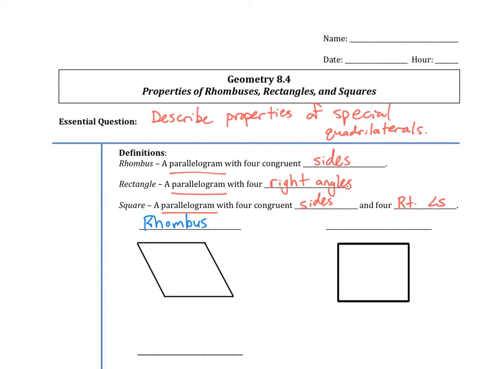So a rhombus. Let's call this rhombus A, B, C, and D. So a rhombus has, first of all, it's a parallelogram. Next, we know that it has 4 congruent sides. So that's what makes a rhombus, the 4 congruent sides. And just so you know, since it's a parallelogram, the opposite angles have to be congruent. So that'll be a picture of a rhombus. And just to point out, the most important thing about a rhombus is that the 4 sides are all congruent.